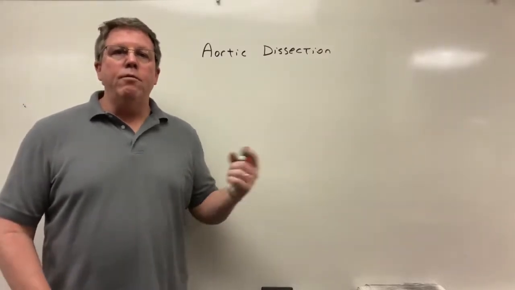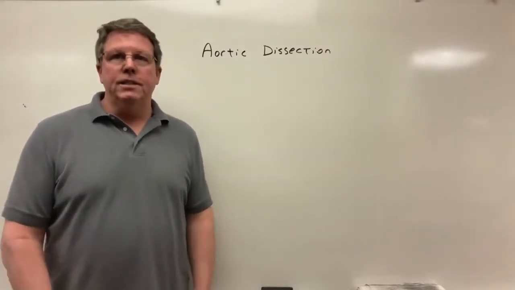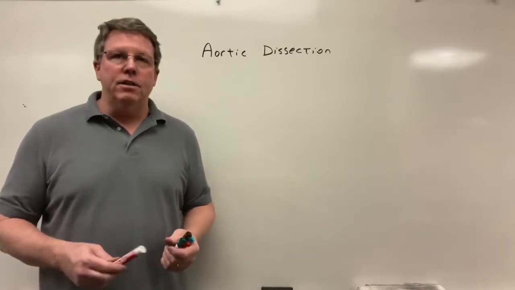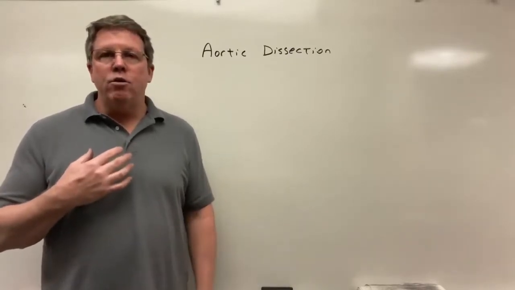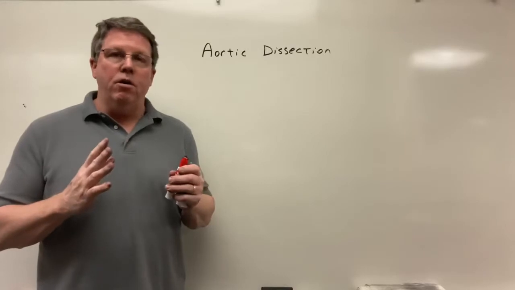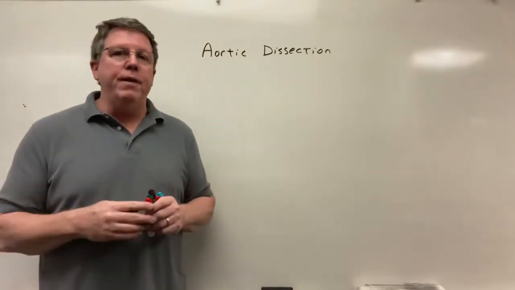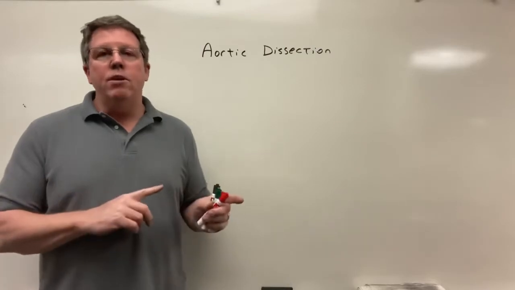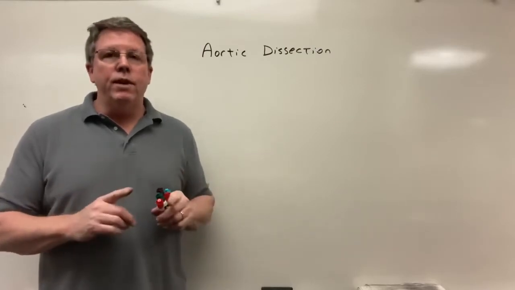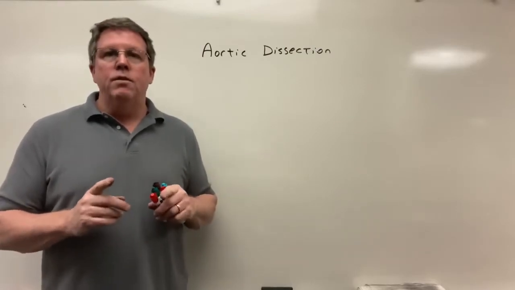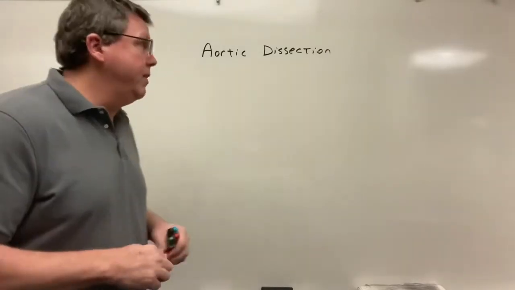Hi everyone, so today we're going to be talking about aortic dissections. Basically, an aortic dissection occurs when the inside of the aorta rips apart and blood is able to get under a part that we call the tunica intima. We'll talk about that in just a minute. The good thing about aortic dissections is even though they can be extremely dangerous, they're not very common. So let's take a look at these.